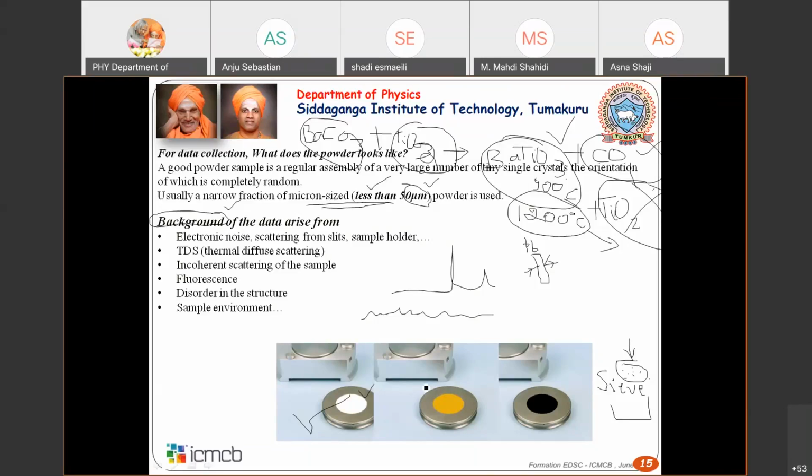Okay, so these are some of the things that you need to take care of when you want to collect good data. So next, the experimental condition should be optimized. So this is what I mean. You need to optimize your experimental condition to get good intensity. Okay, so that is to reduce your background. So that is your main aim in this case. Okay.